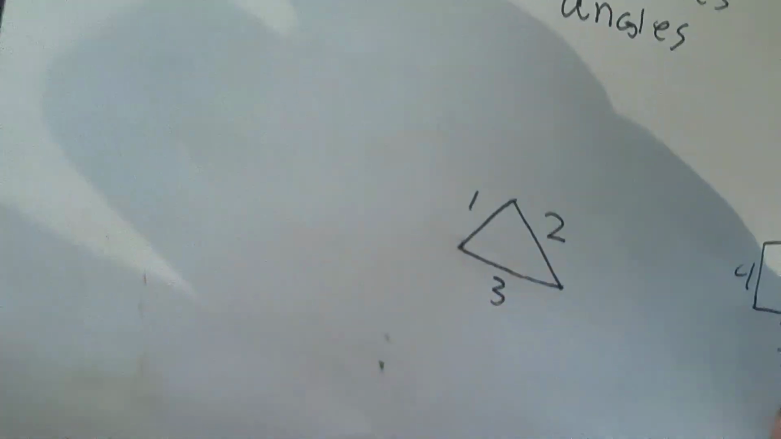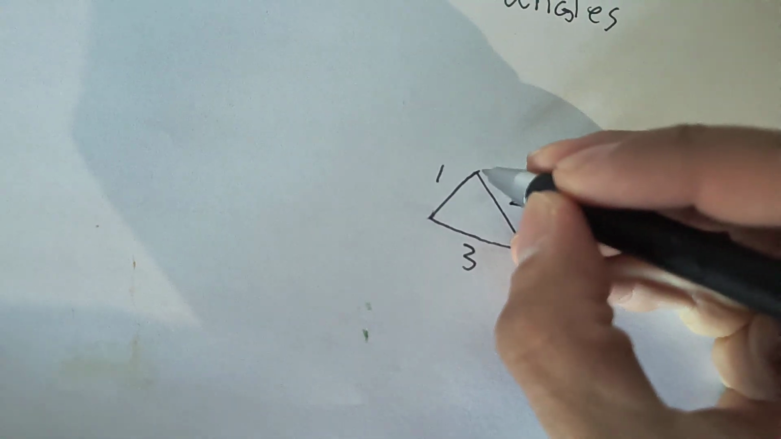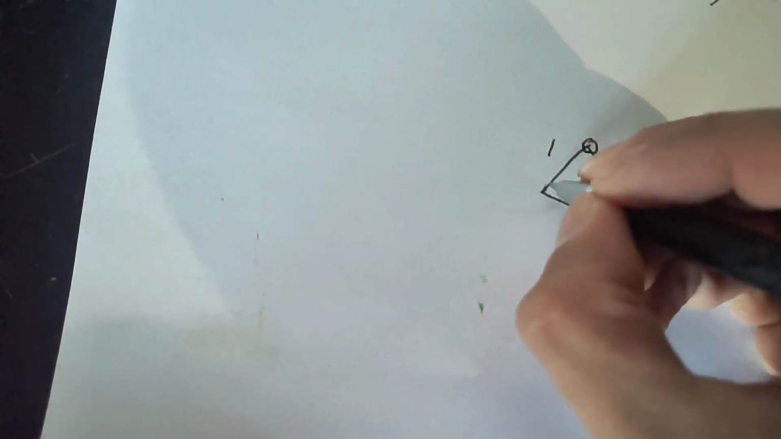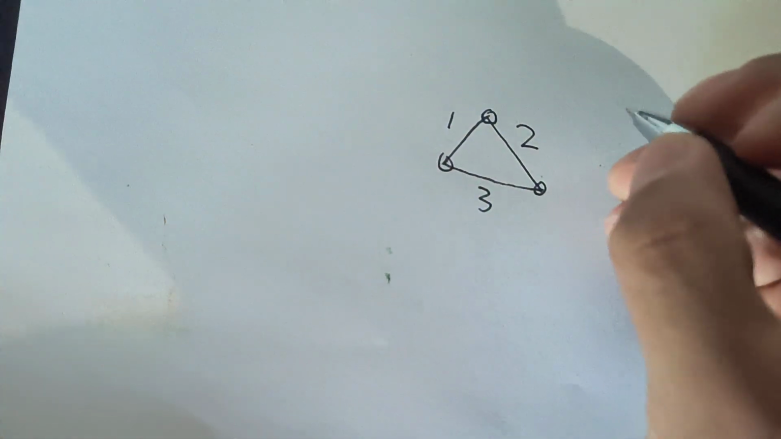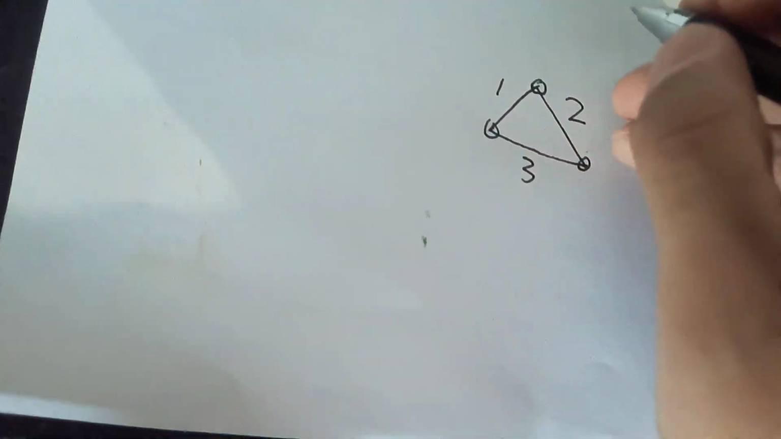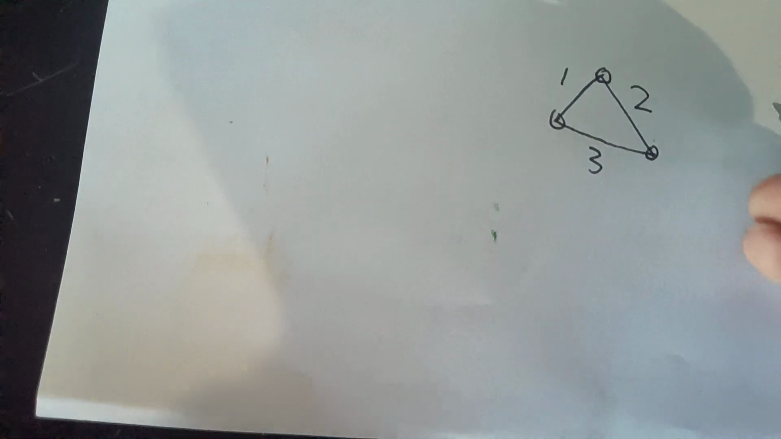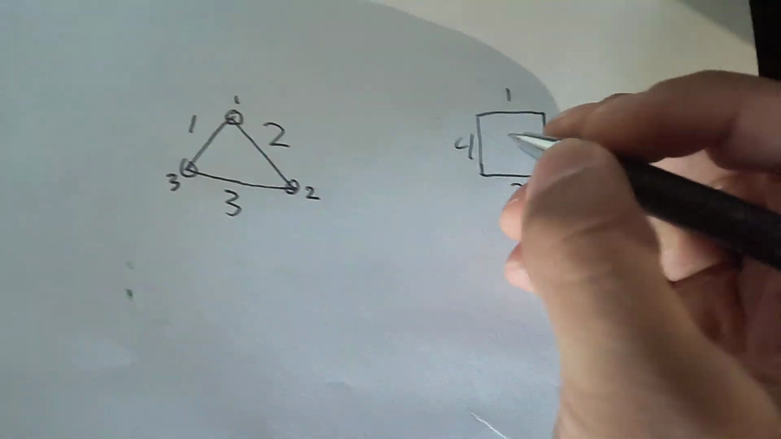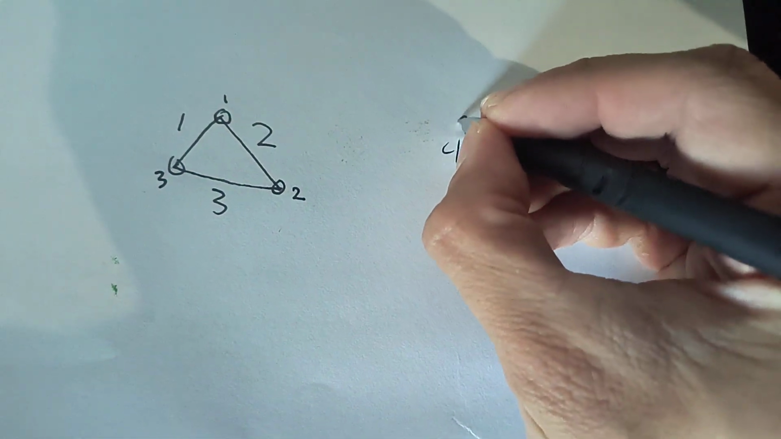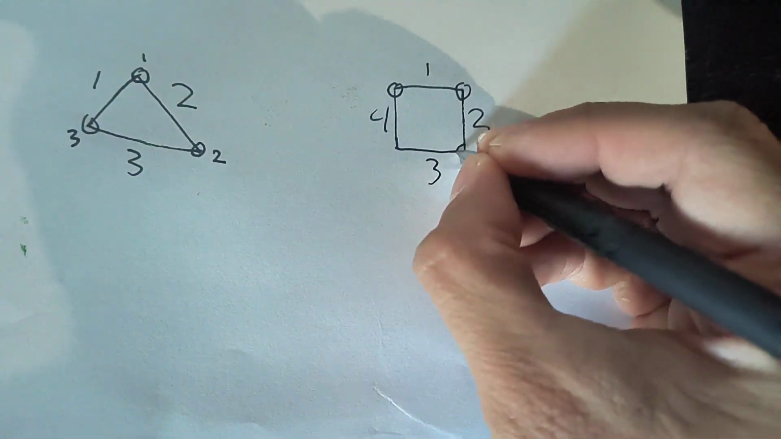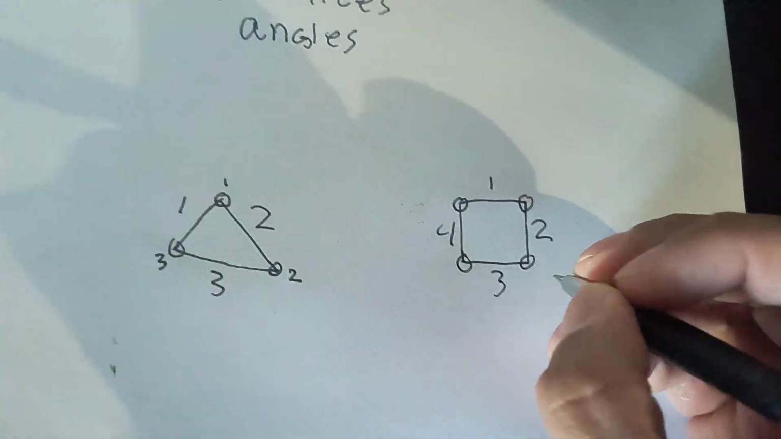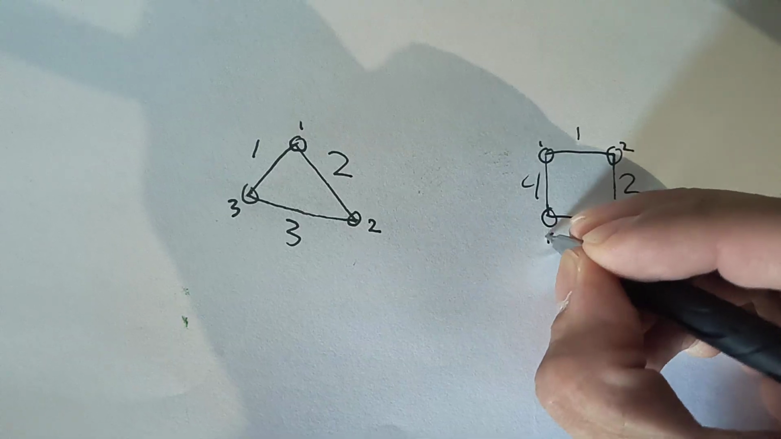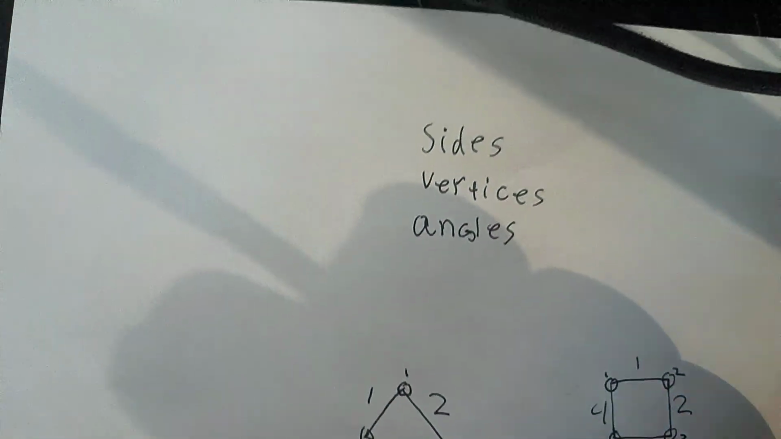Vertices are the corners of the shape. That's where two of the lines meet. This is one vertice. This is one vertice. This is one vertice. They're the corners of a shape. So there are three vertices in the triangle. See? This is 1, 2, 3. In the square, there's 1, 2, 3, 4.